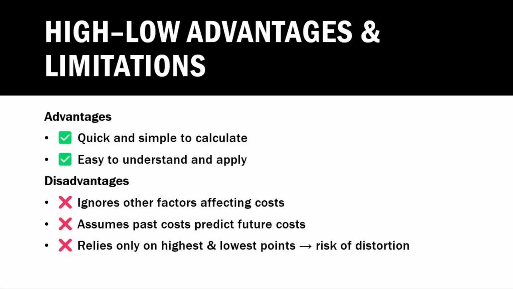Advantages and limitations. The high-low method is fast and easy to apply. But because it uses only 2 points, it can be distorted by abnormal data and assumes that activity is the only factor driving cost.